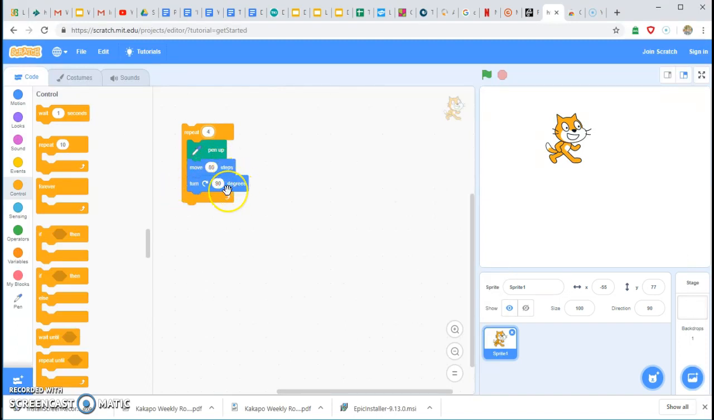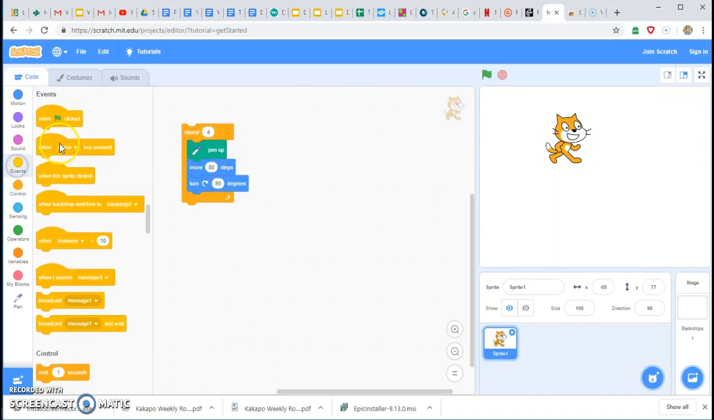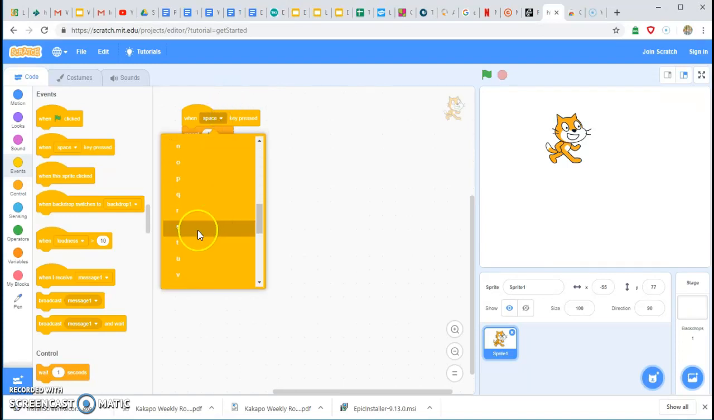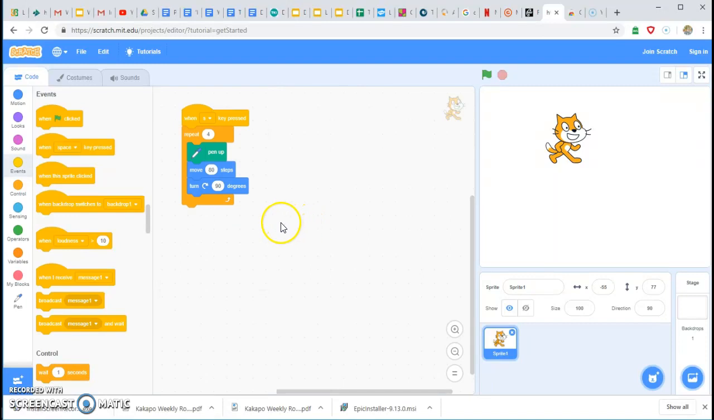It's really annoying. Every time I click it, the post-it disappears. So 4 times the pen is going to go down, and he's going to go 80 steps and then turn 90 degrees. Okay. The last thing that we need to do is put in the event, which is what we press to start the code from working. So because we're drawing a square, I'm going to say that we're going to press S. So when I press S on my keyboard, I'm going to put the pen down, move 80 steps, turn 90 degrees, and it's going to repeat 4 times.